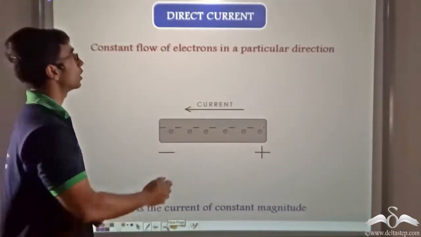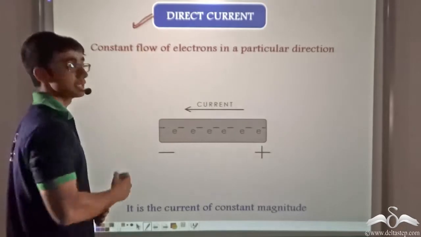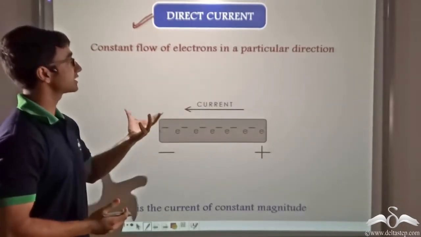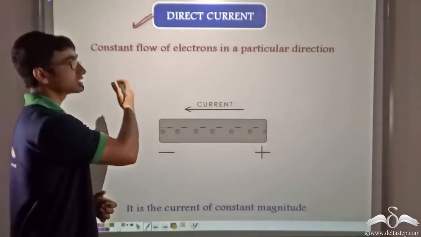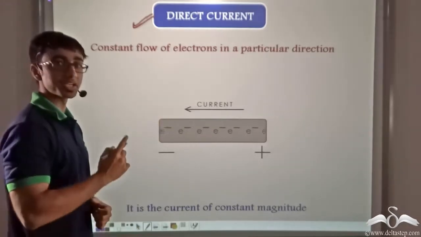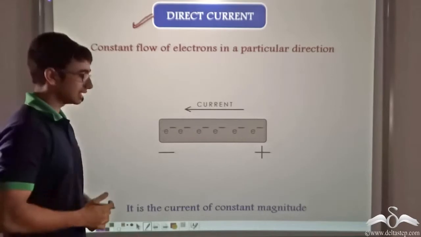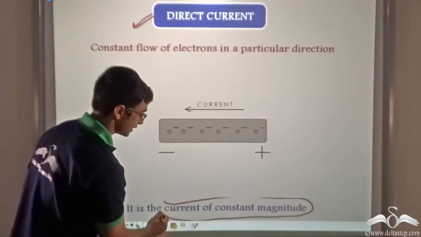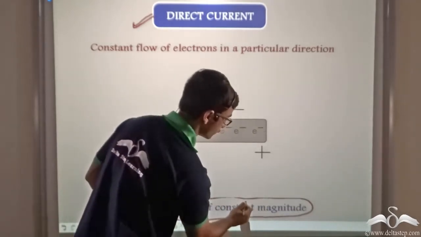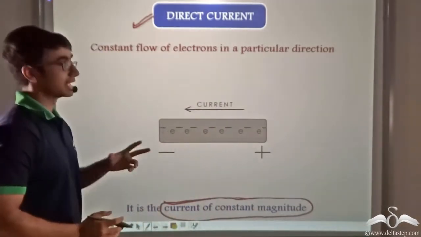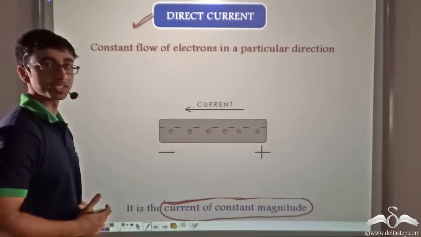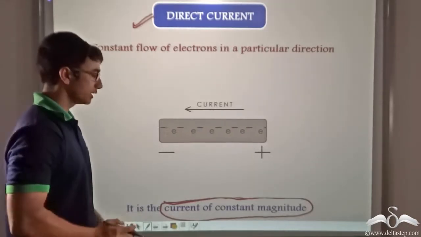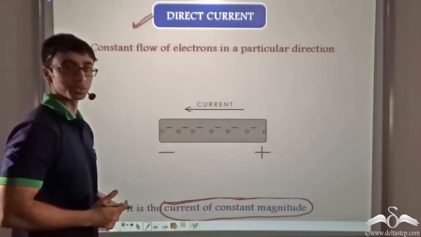We have found what direct current means. We studied about the DC motor and we saw that direct current is current where there was a constant flow of electrons in one particular direction. And not only that, the current that flowed through the given conductor was of constant magnitude. So direct current possesses two properties. One, it flows in a particular direction, and two, it is of constant magnitude.